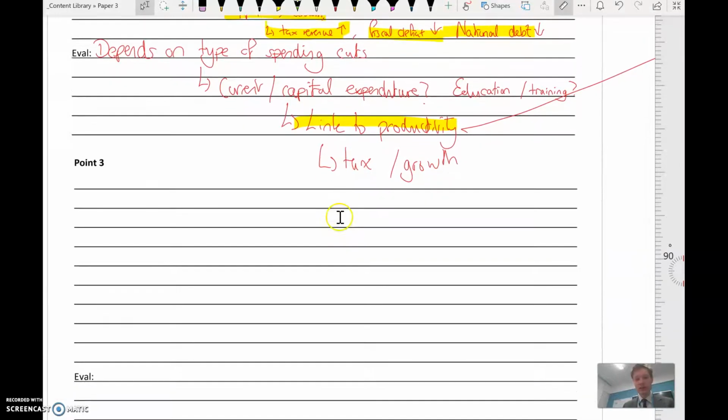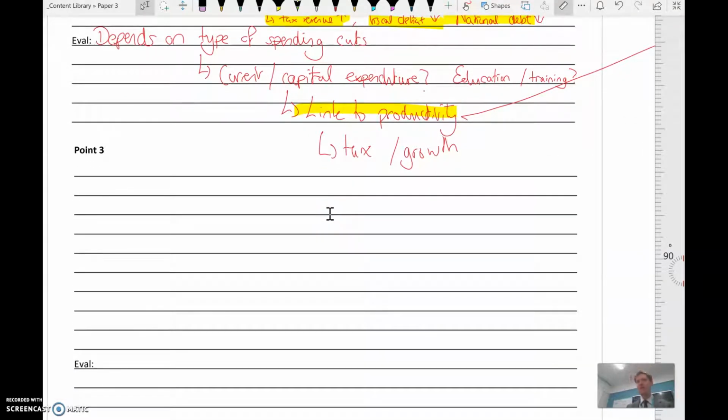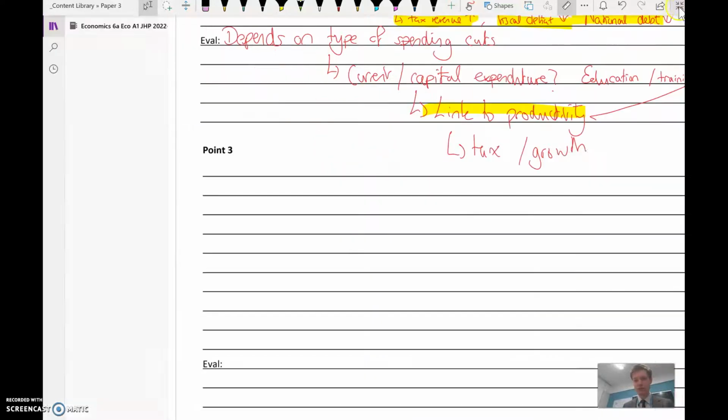Right, judgment. See if you can think of some things to talk about in the judgment. I'm thinking about context. Why is context important in this question? Short run, long run. Why is that important as well?